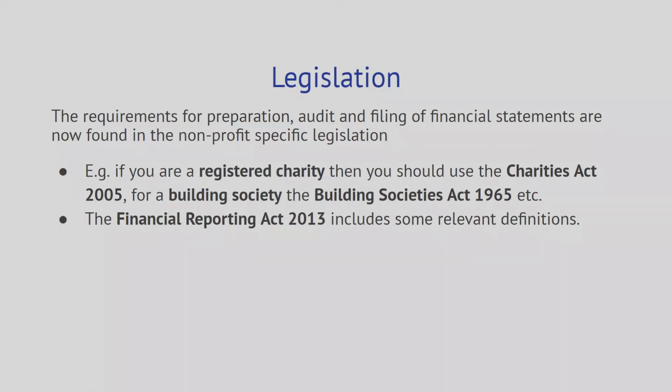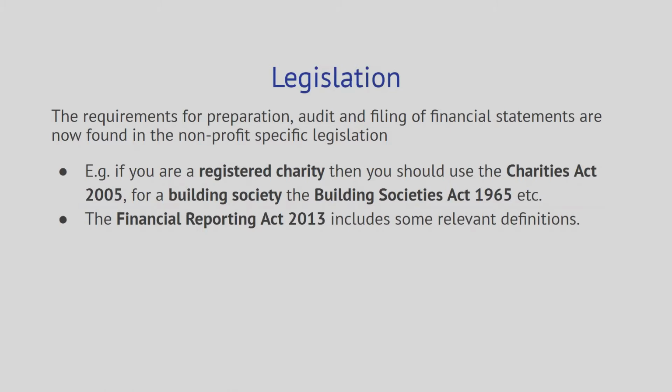A registered charity would use the Charities Act, or if you were a building society, you'd use the Building Societies Act. And these acts will provide relevant information and guidance on what is required of you. Back to the registered charity example, part of this legislation requires the charity to produce an annual report within 6 months after their balance date. And this is stated within the Act. That's just one example of a requirement.